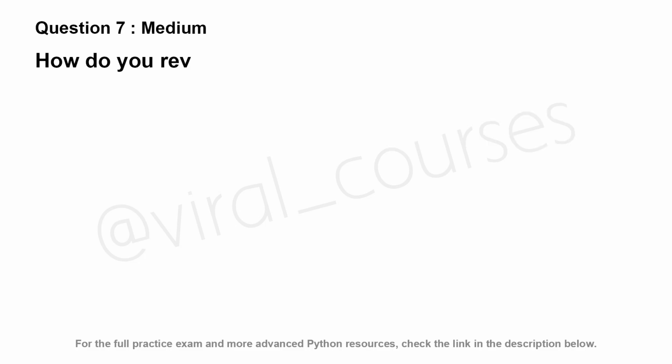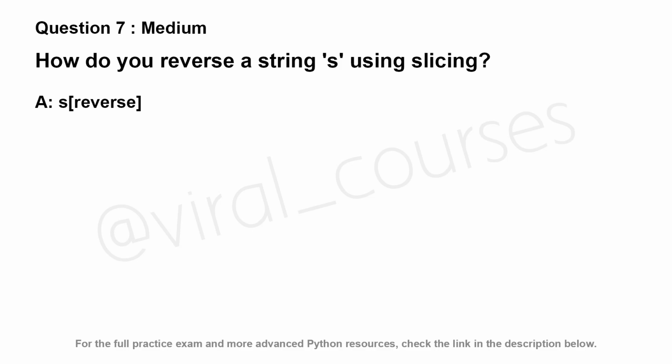How do you reverse a string S using slicing? Option A, S.reverse(). Option B, S[-1:0]. Option C, S[::-1]. Option D, S[0:-1:-1].